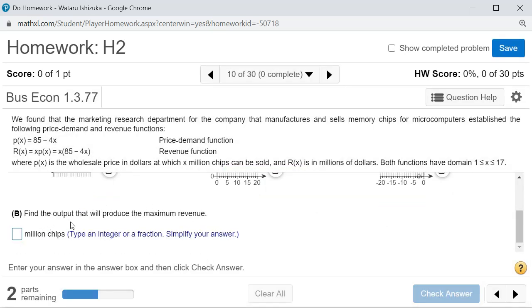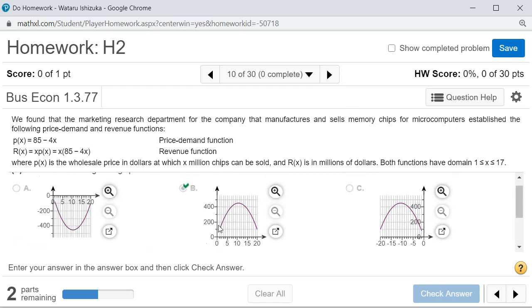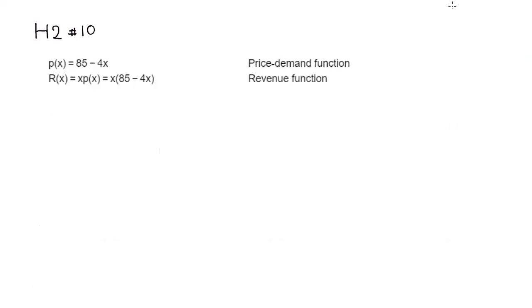We want to find the output, which is the x value, that will produce the maximum revenue. Since we're looking at a downward-facing parabola, the max revenue is going to happen right at the top, at the vertex. So let's try to find that.